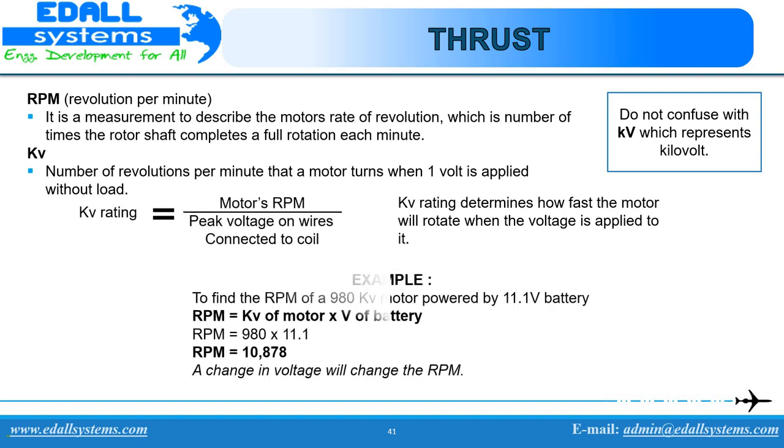Let us see an example. To find the RPM of a 980 kV motor powered by 11.1 volt battery, RPM is equal to kV of motor times V of battery. We get 10,878 RPM. A change in voltage will change the RPM.